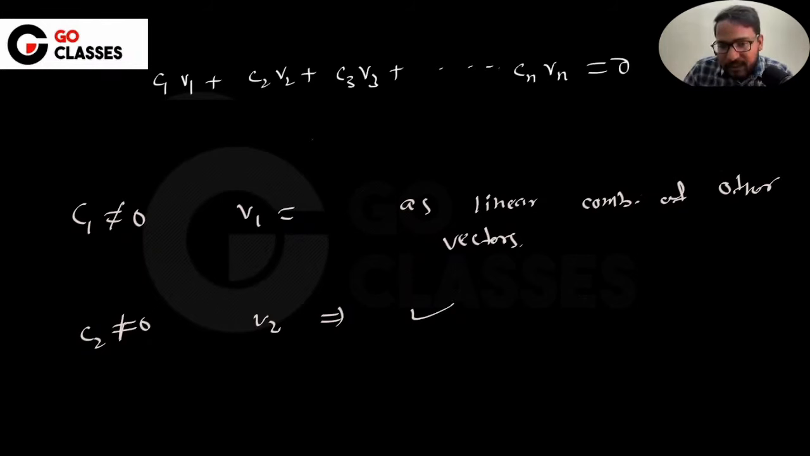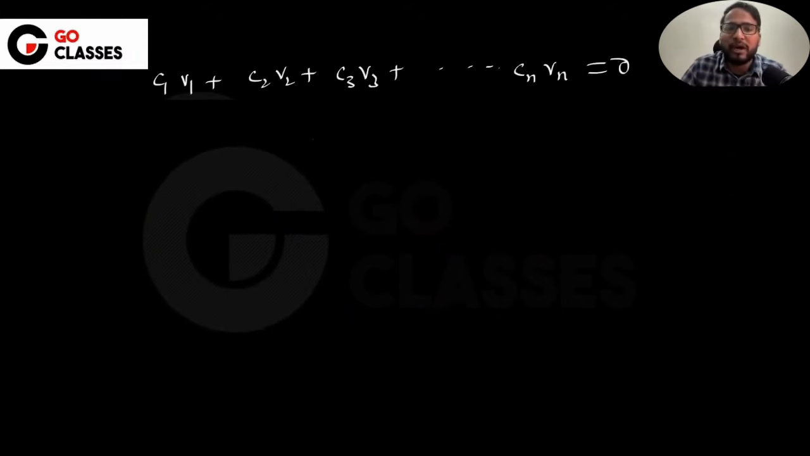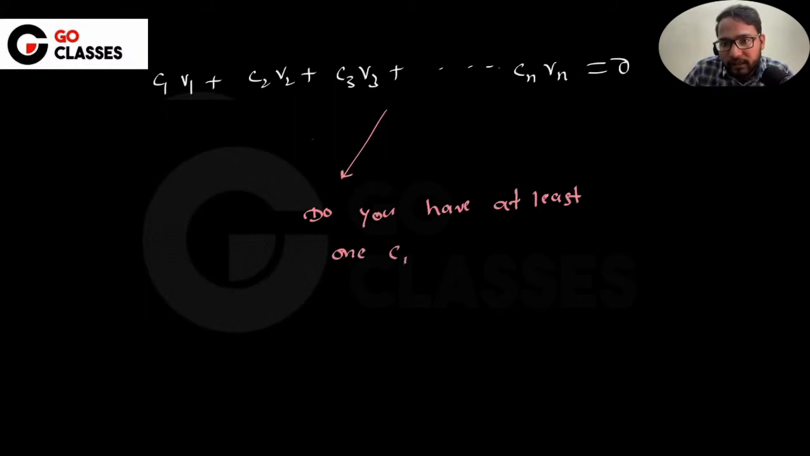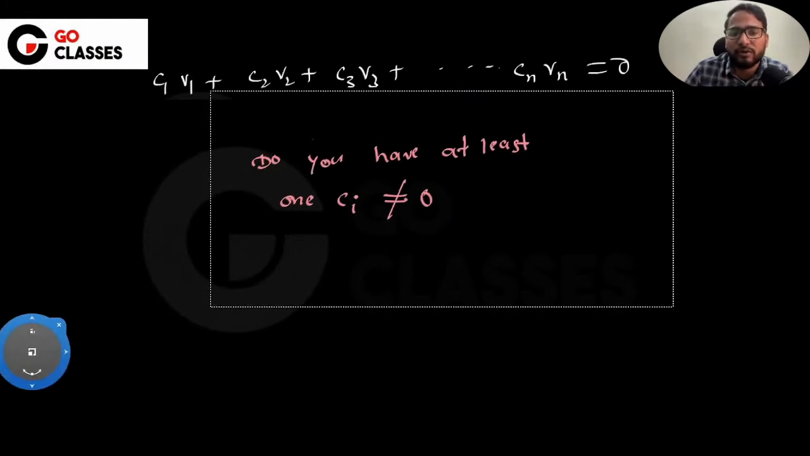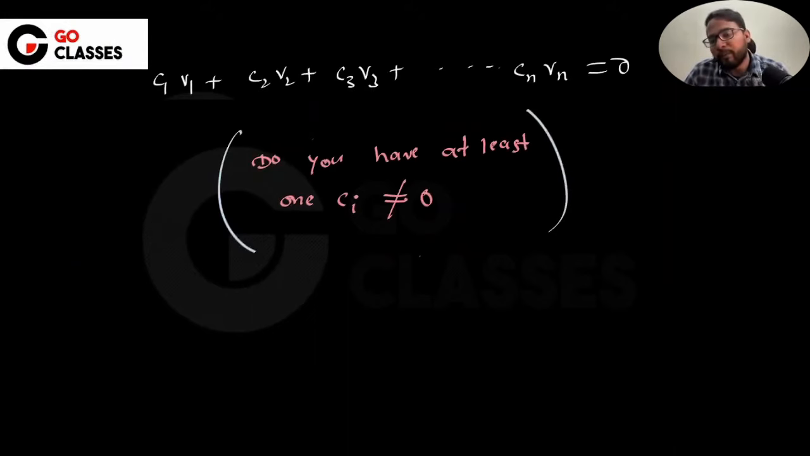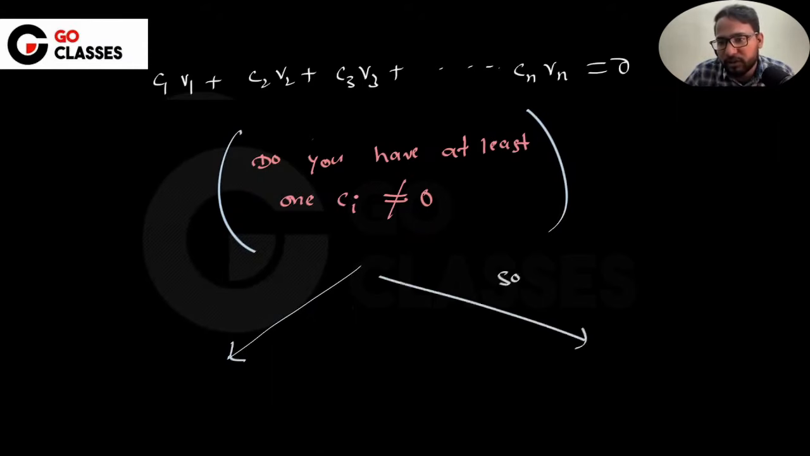Now, if someone helps you with at least one Ci, you ask that person, do you have at least one Ci which is not equal to 0? You just ask a very, very simple question, nothing fancy. Can you help me with just one Ci which is not equal to 0? This is actually a very powerful thing you are asking that person. Let's suppose the person says, oh, sorry, I cannot help you.